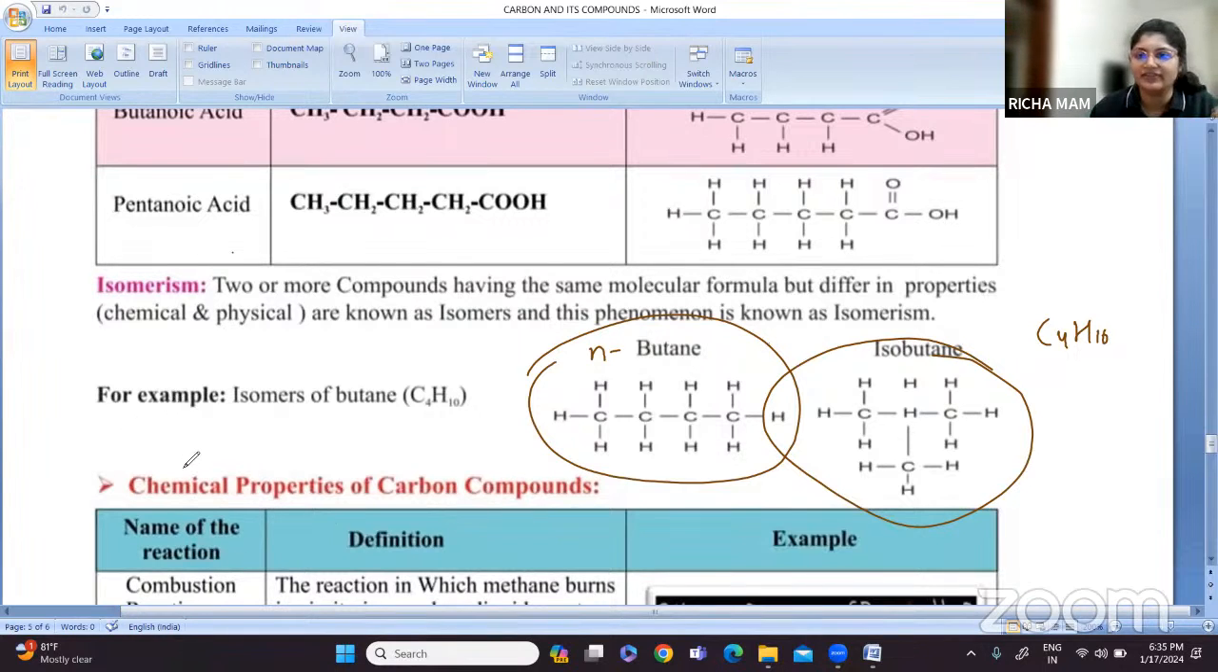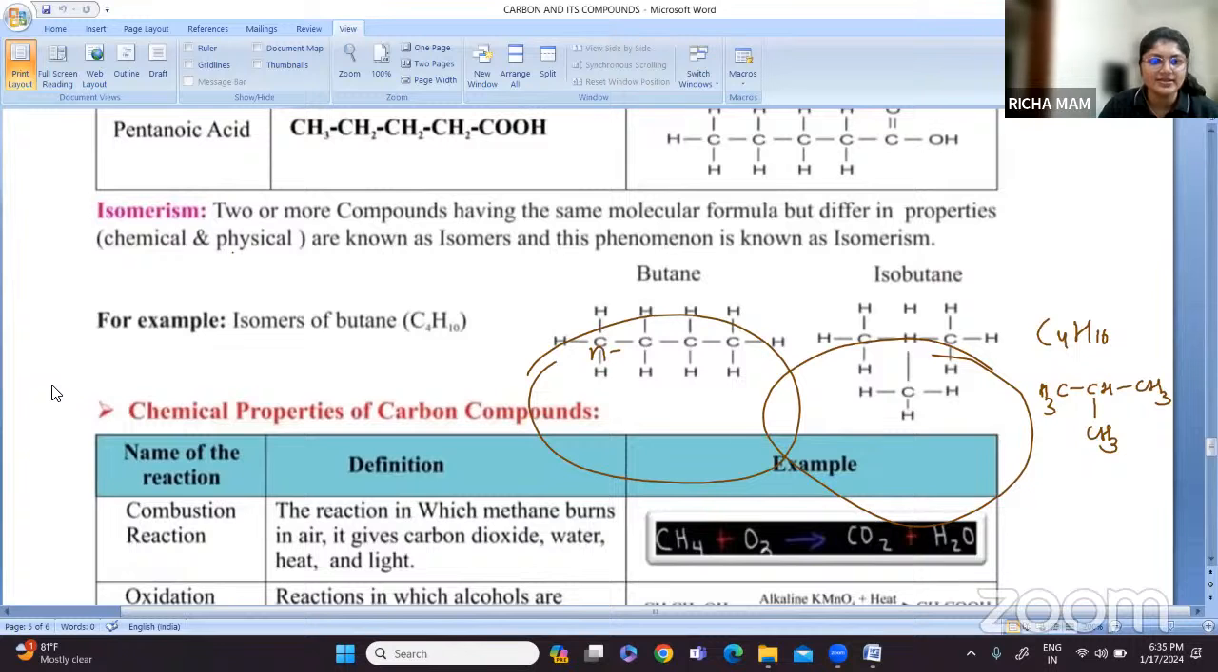So please remember the definition as well as the example. The best example to remember is the isomers of butane. You can write this: a straight chain compound and a branch chain compound like this. This is your isobutane. This is also an important question: what is isomerism, and give an example. It can be asked for 2 marks.